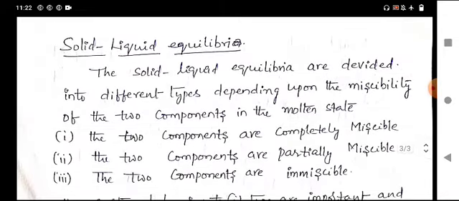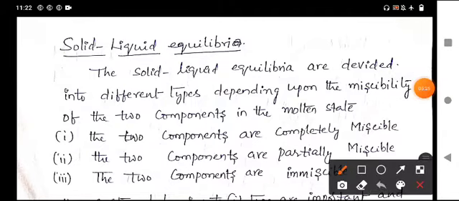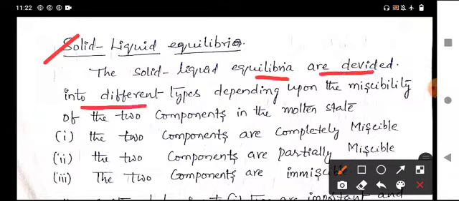Next one is solid liquid equilibria. The solid liquid equilibria are divided into different types depending upon the miscibility.